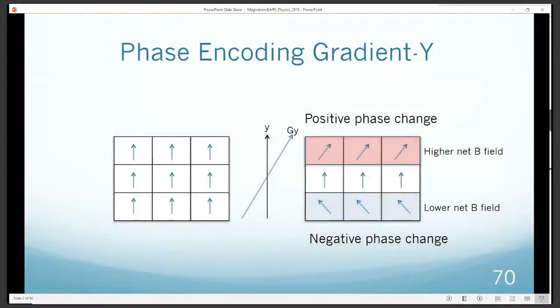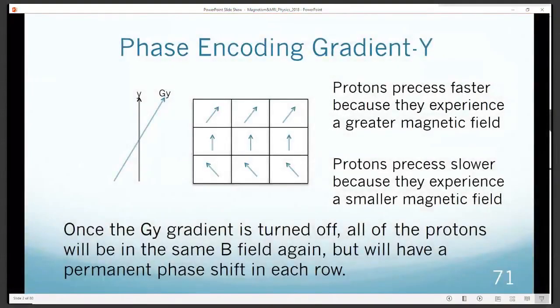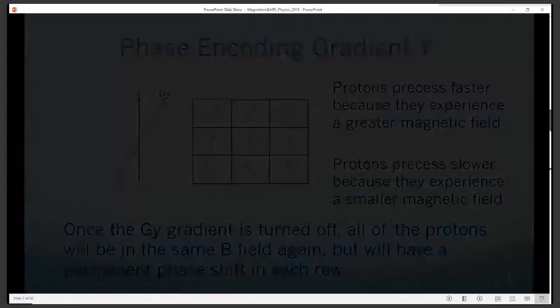And so your phase encoding gradient changes the phase as a function of position in the AP direction in the patient. And once the gradient's turned off, all the protons will be in the same main magnetic field again, but they'll have a phase shift that will last until you do the readout or data acquisition.